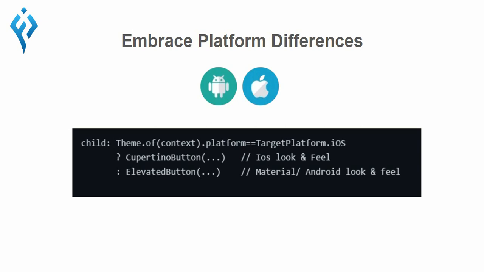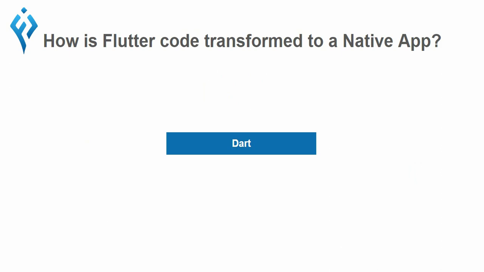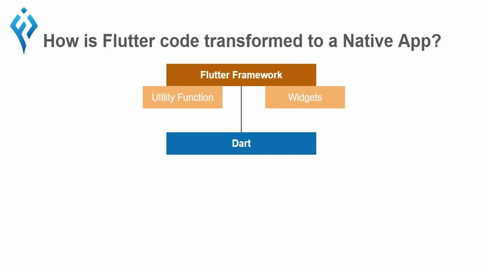And now let's discuss how the Flutter code is transformed into the native app. First, you have the Dart, which has the Flutter framework, which consists of utility functions and the widgets. Flutter gives you the collection of functions and widgets, which you can use in your code to build the interface you want to build. So you have your own widgets, functions, and your own code that is composed of a set of built-in widgets or your own widgets, which you can build if you want to build for both Android and iOS.